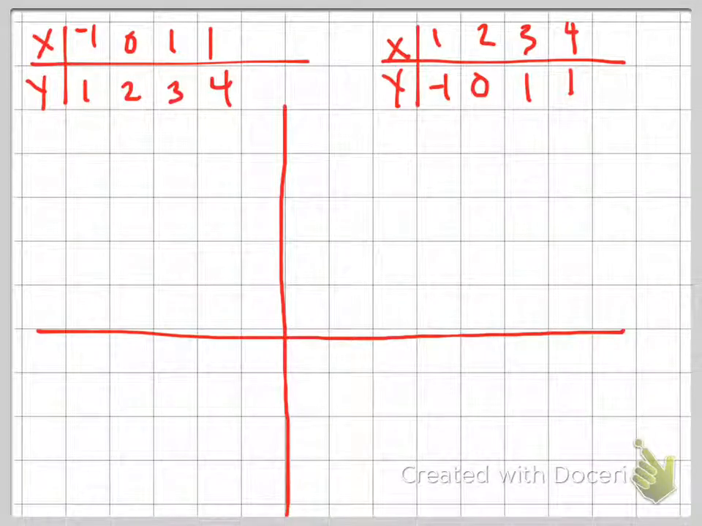So for letter B, it wants you to graph both of these points on the graph. So the original one, we have a -1, 1, a 0, 2, 1, 3, and a 1, 4. So here's the original function. And then my inverse function is 1, -1, 2, 0, 3, 1, and a 1, 4.